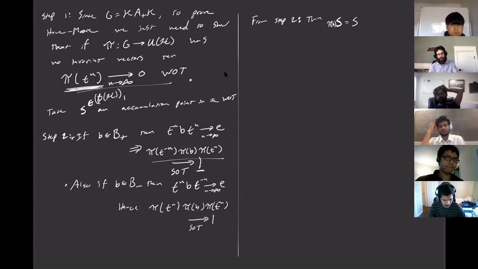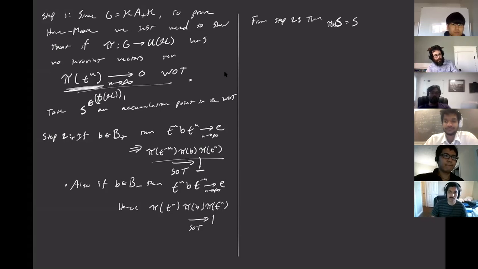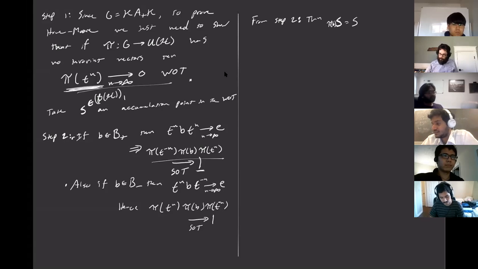It's not true that, of course, if you have two sequences that converge in the weak operator topology, then their product need not converge to what you would expect. Even if you take a sequence of unitaries and its adjoint also converges to zero maybe, then the unitary times its adjoint is the constant one sequence. However, if one of them converges strongly, then this is true. And that's the fact I'm using here.